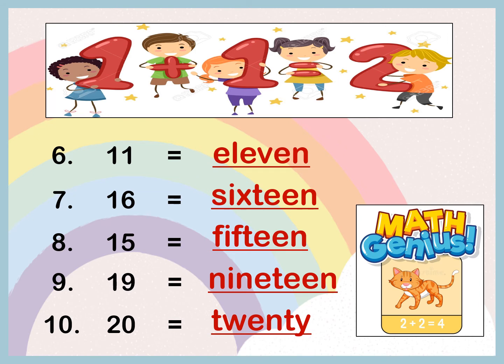20. Alright, kids. Now let's read the numbers. Ready? Repeat after teacher Joshua. 1, 2, 3. 11, 16, 15, 19, 20. Alright. Now let's proceed to the next slide, kids.